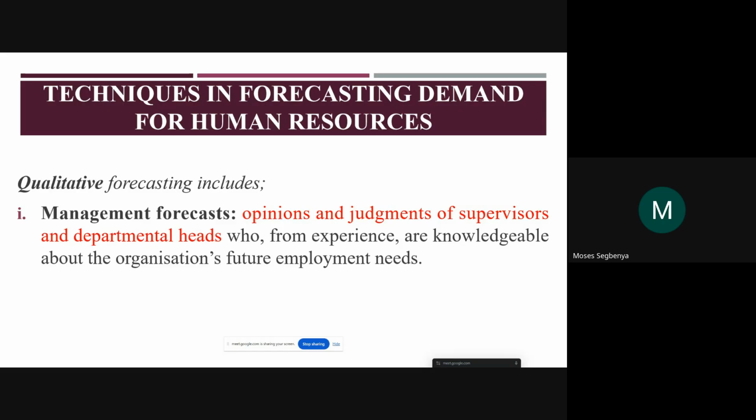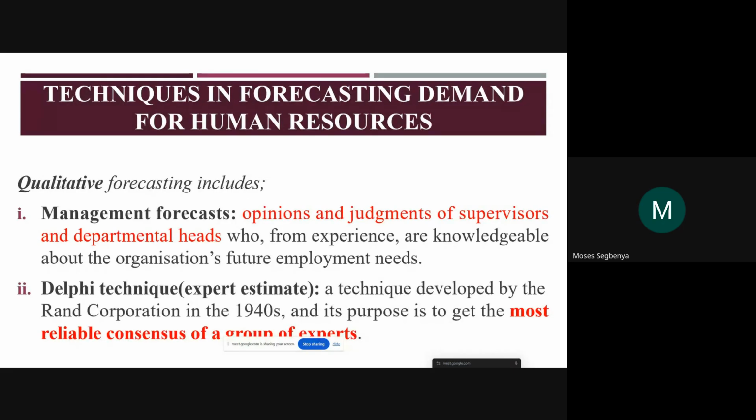You can use what we call management forecast. You can use opinions and judgment of supervisors and departmental heads, because they are experienced people who have handled these issues over and over, who from experience are knowledgeable about the organization's future employment needs. They can tell you.